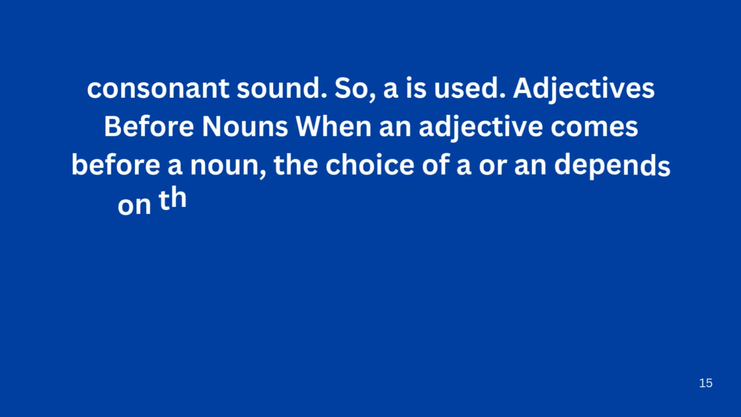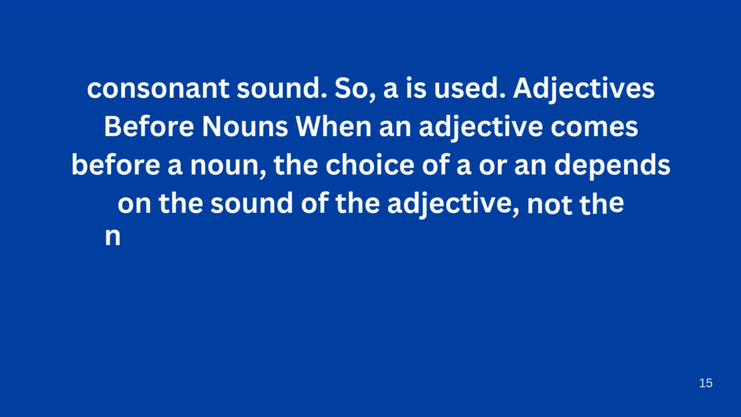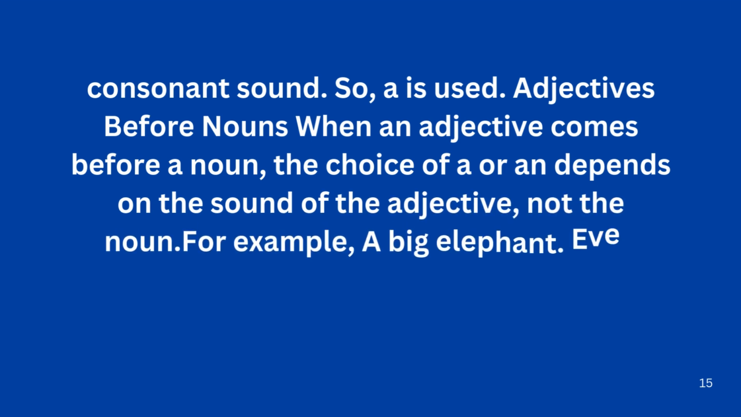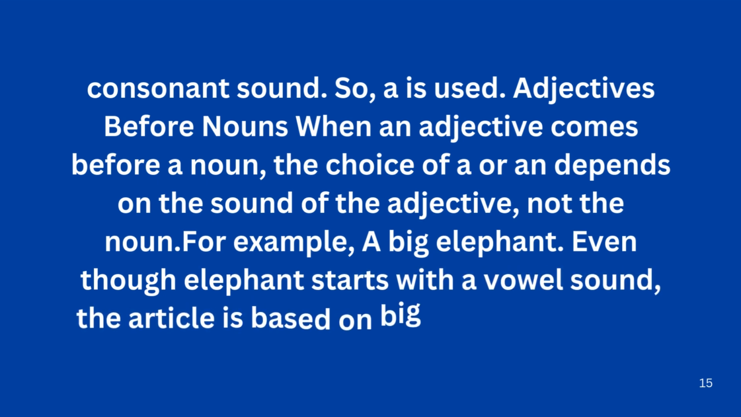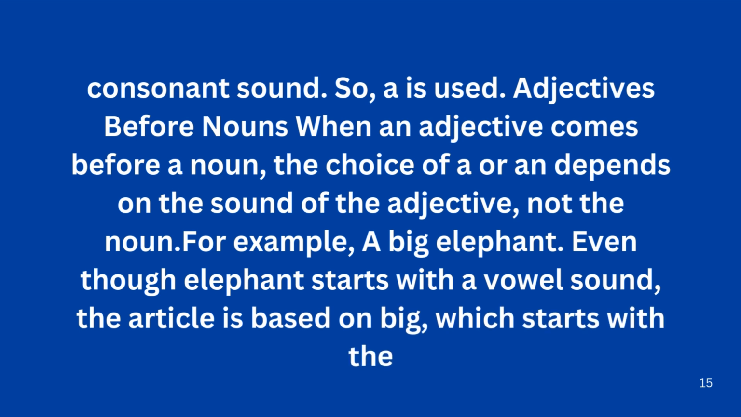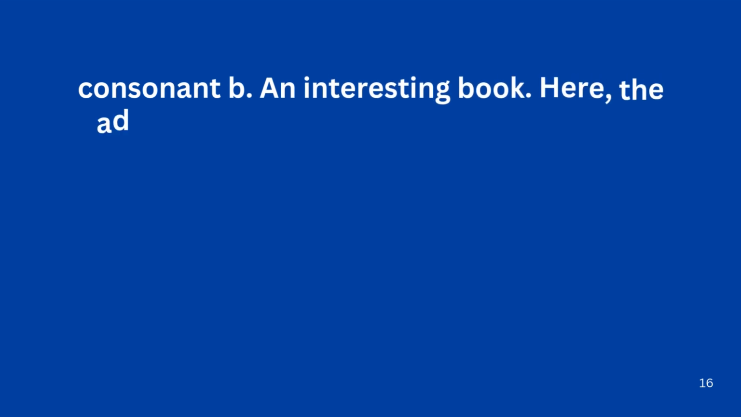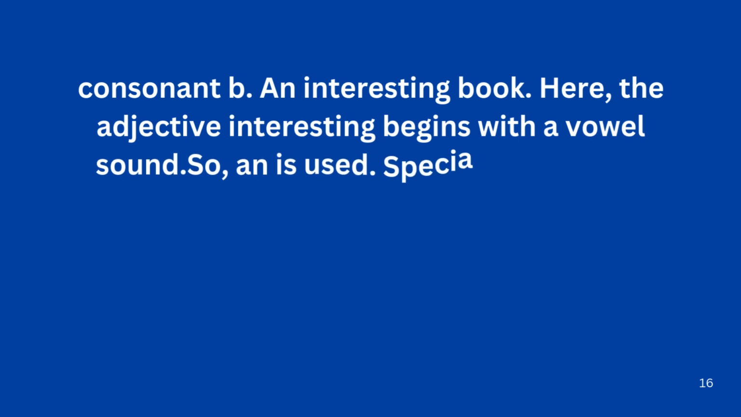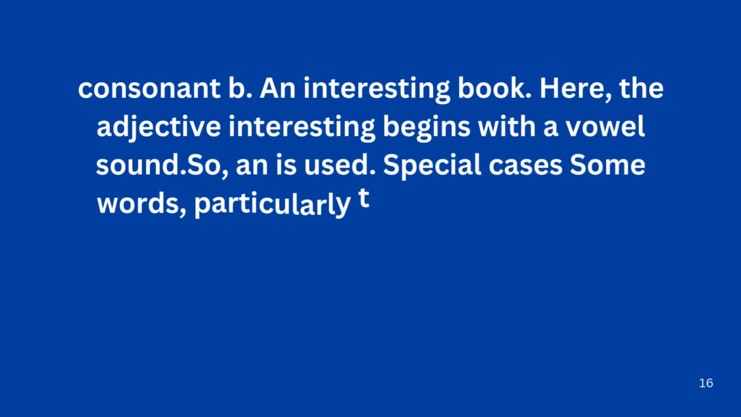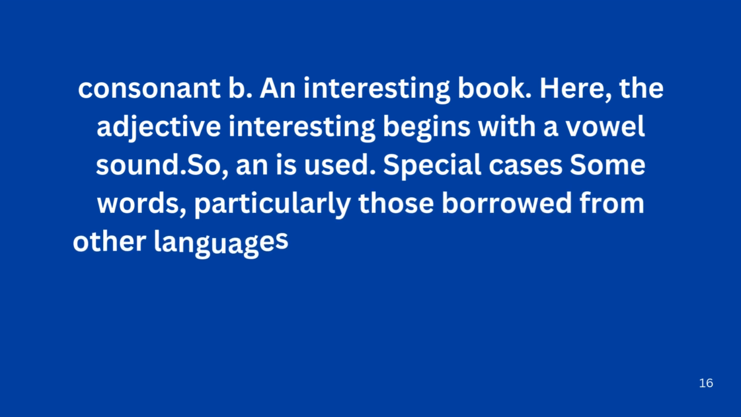Adjectives before nouns. When an adjective comes before a noun, the choice of a or an depends on the sound of the adjective, not the noun. For example, a big elephant. Even though elephant starts with a vowel sound, the article is based on big, which starts with the consonant B. An interesting book. Here, the adjective interesting begins with a vowel sound, so an is used.